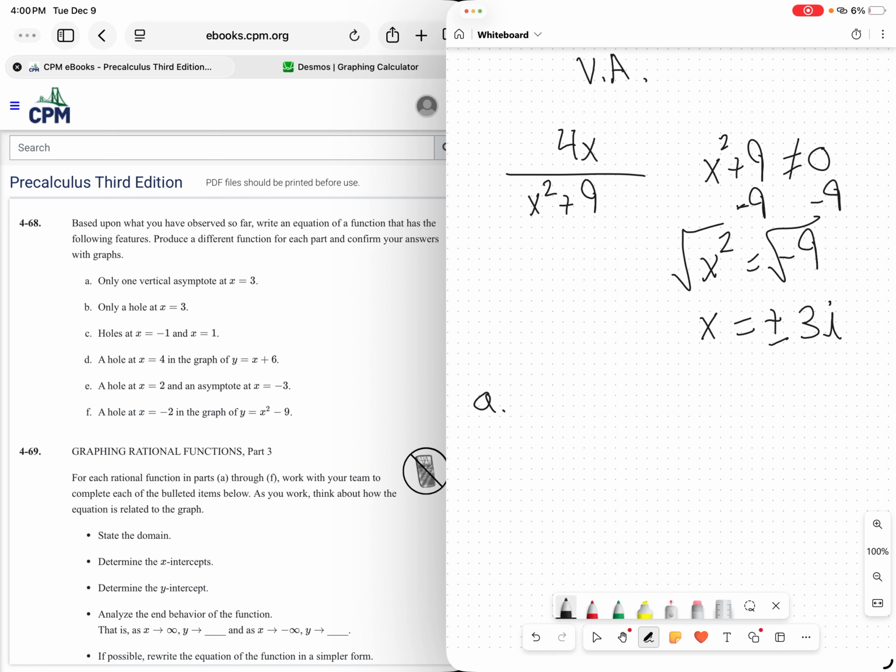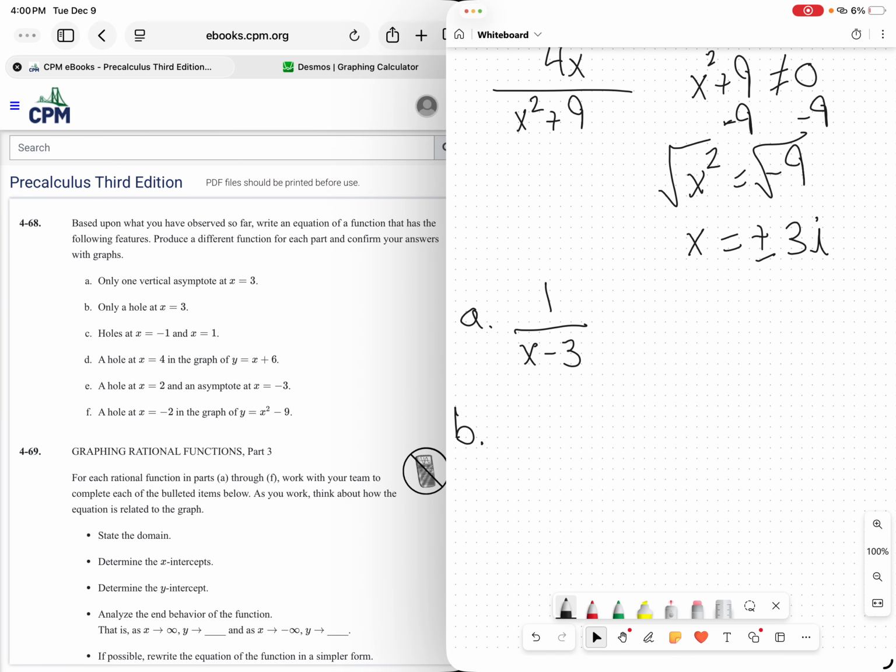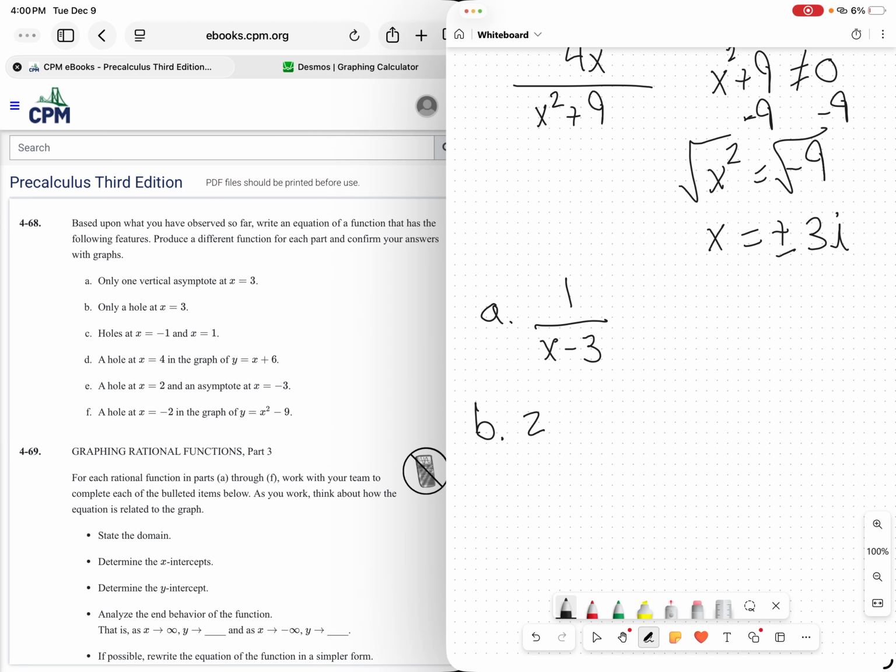Only one vertical asymptote at x equals 3. So 1 over x minus 3. That's going to be a vertical asymptote there. B says we only have a hole at x equals 3. So if we had a hole, we're just going to say 2 times x minus 3 over x minus 3. Again, it's going to cancel out, so we'll have a hole there.